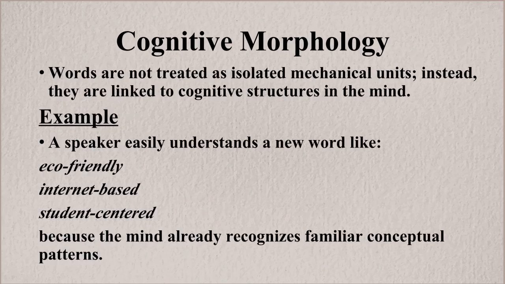In the cognitive view, words are not independent or mechanical items. Instead, they are connected to mental systems where meaning is stored and organized in structured ways. For example, new words like eco-friendly, interest-based, and student-centered are easily understood because speakers rely on existing mental patterns and schemas, so familiar structures help interpret and process new word formations.